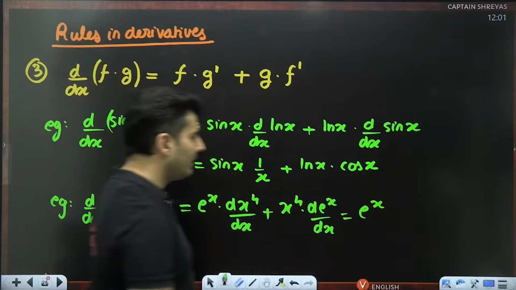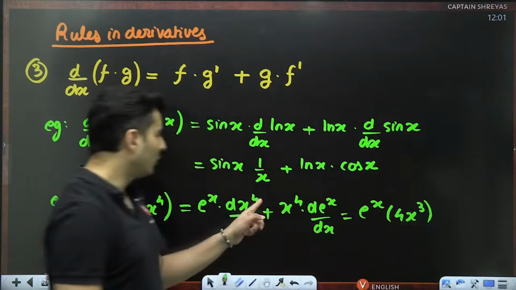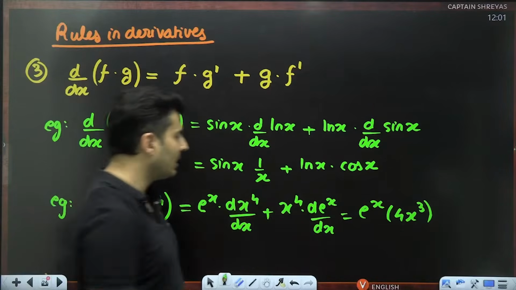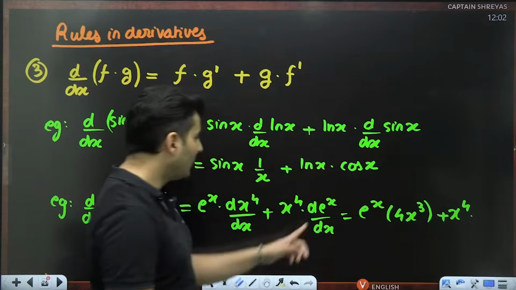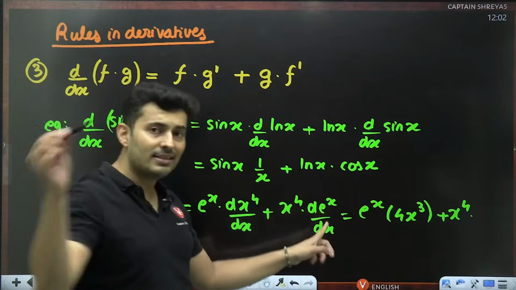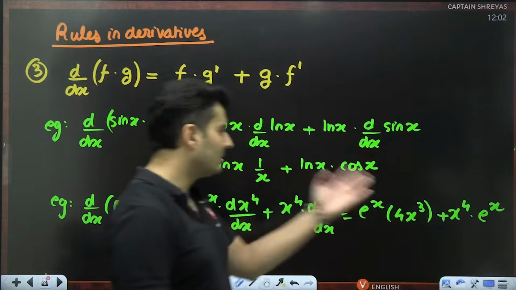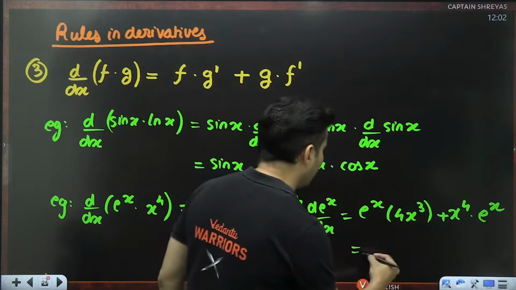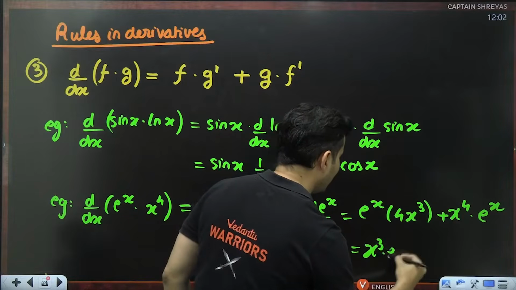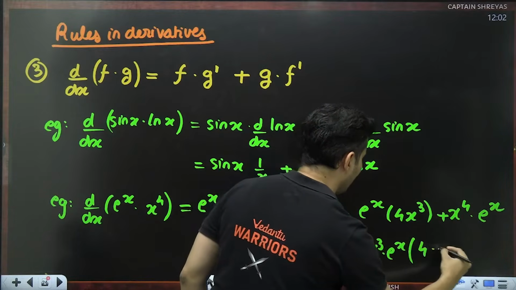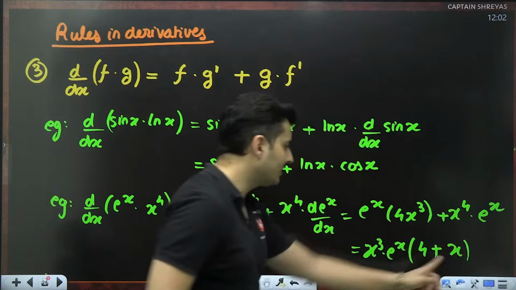X raised to 4's derivative is nothing but 4x cube. 4's power will reduce by 1, will become 3. The next term will be x raised to 4. And what is this? Derivative of e raised to x is e raised to x only. So it will just be e raised to x. If you want, you can take out a few terms common, like x cube into e raised to x is common, and here you will be left with 4, and here you will be left with x. So that is the final answer.